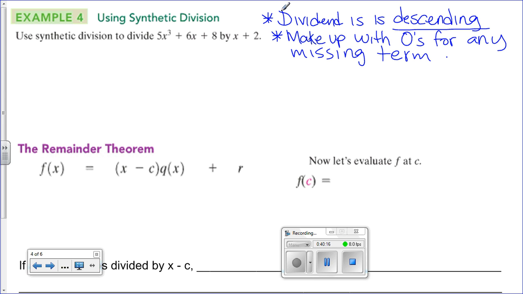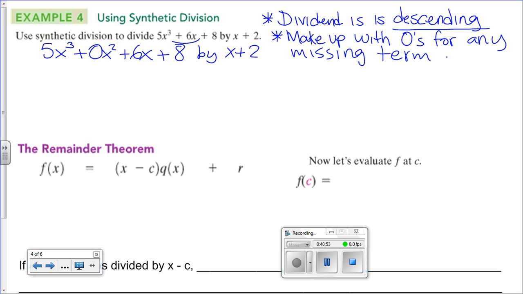And so if you notice here, I'm going to rewrite the dividend. So we have 5x cubed, and then the next term is 6x. There is no x squared, right? So when we do long division, it's an option if you want to make up for that space. When you do synthetic, you must. So in this case, we will have plus 0x squared plus 6x plus 8. So that's what we're going to be dividing by x plus 2.